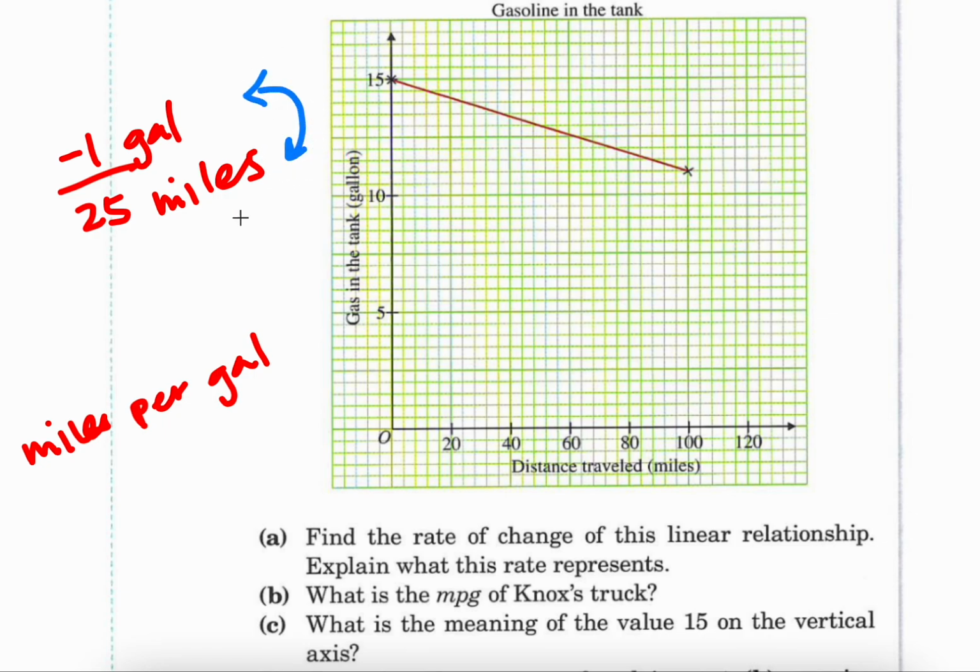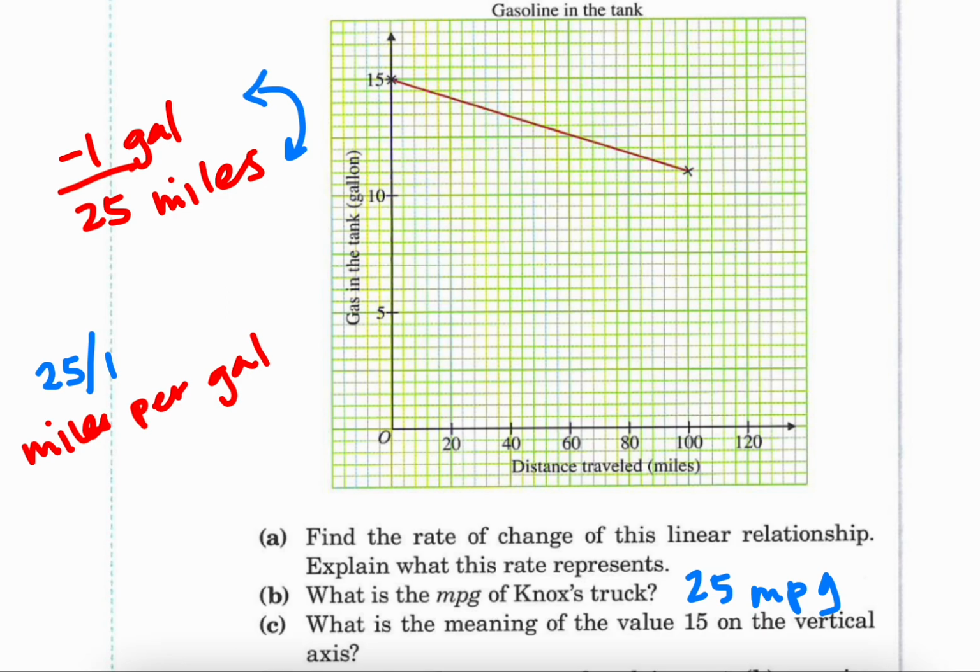So that's all we're going to do here. Miles per gallon will just be, instead of negative 1 over 25, it's 25 over 1 because we want miles per gallon. Miles on top, gallons on the bottom. So this answer is 25 miles per gallon. That's the MPG of Knox's truck.